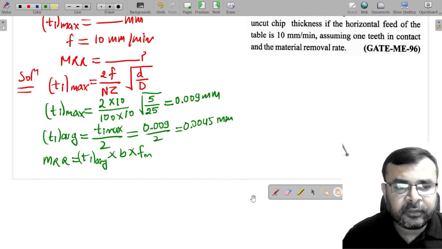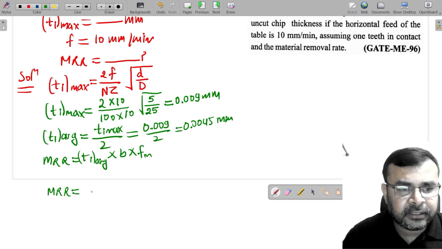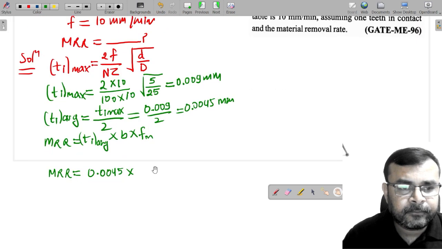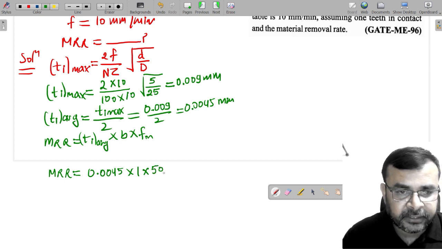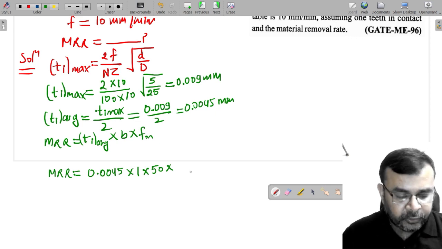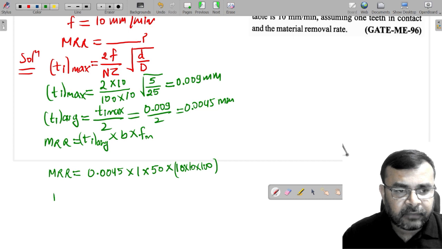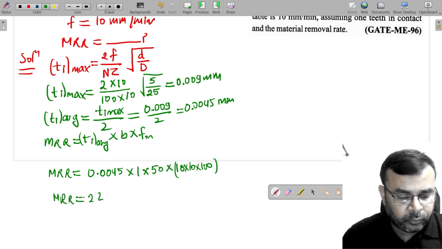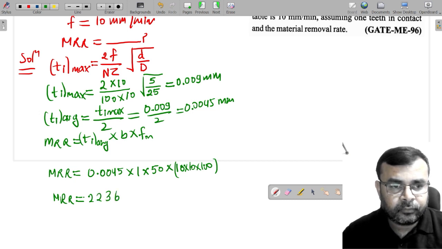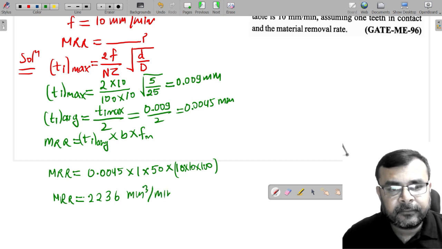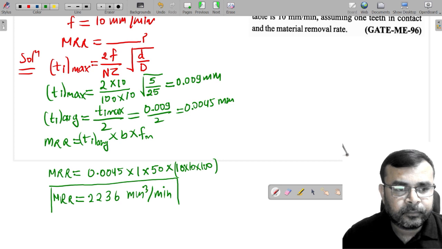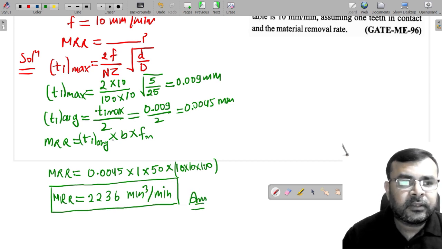Is it right? So now if I put all the values here, then MRR is 0.0045, and width here is 1 millimeter, and in a similar way we have 50 pieces. That's why I am going to multiply by 50, correct, into 10 into 10 into 100. This is called FM. So after simplifying this, here I am getting 2236 millimeter cube per minute, correct? So this is the right answer.